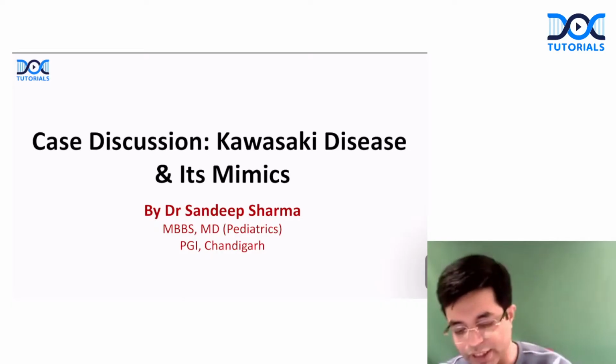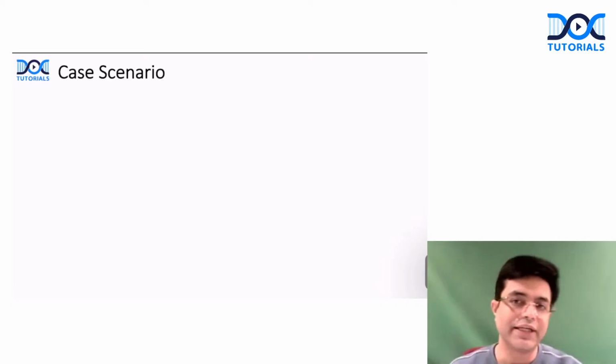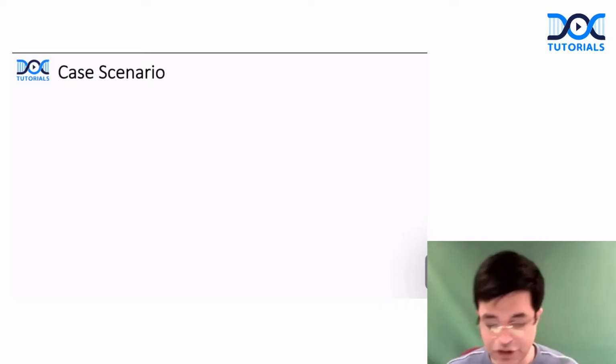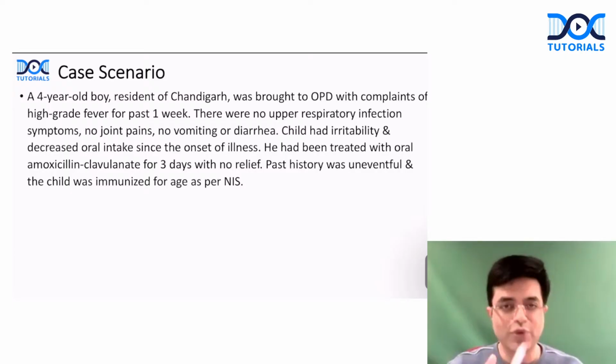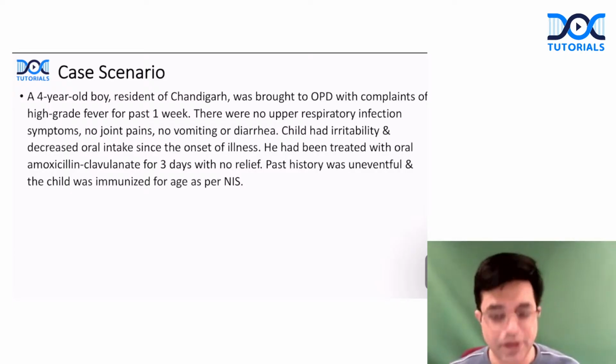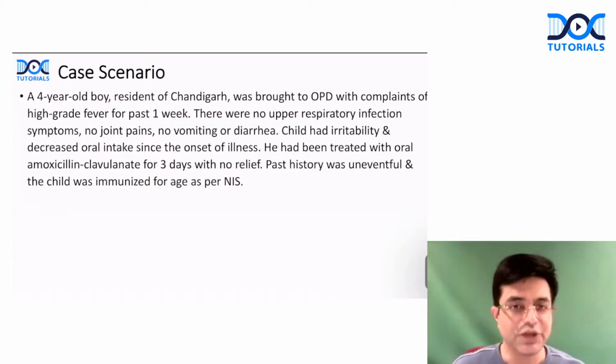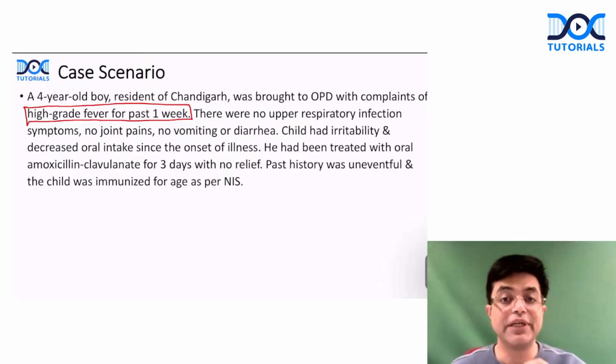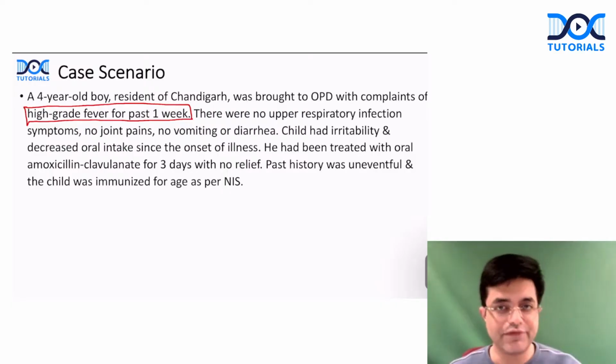First of all, let us have a look at the case scenario. So the case scenario will be something like this. The patient will be presenting to you. It will be a young child. There is a 4-year-old boy, a resident of Chandigarh, who was brought to OPD with complaints of high grade fever for past 1 week. High grade fever for past 1 week could be anything. It could be an infection, it could be an inflammation, or it could be a drug reaction kind of thing. Okay, so high grade fever for past 1 week is the chief complaint.